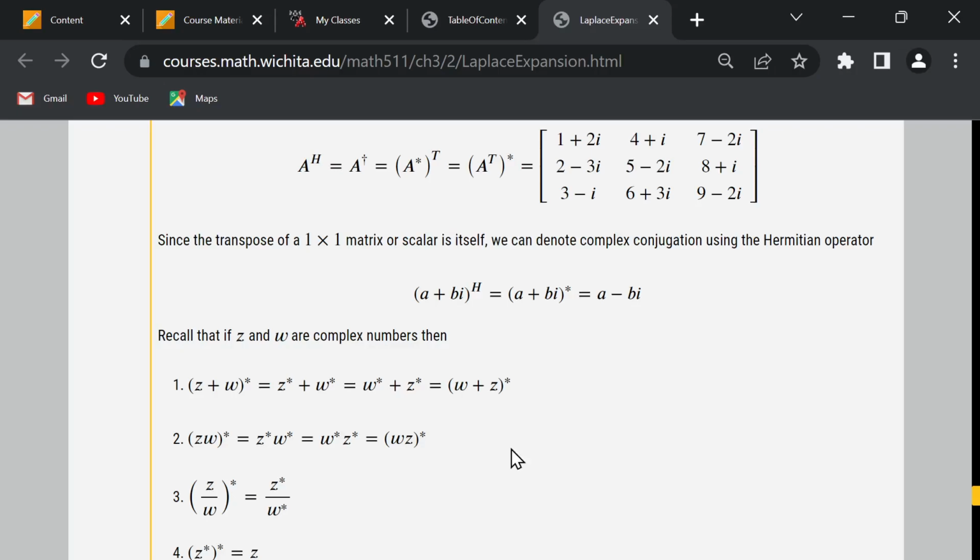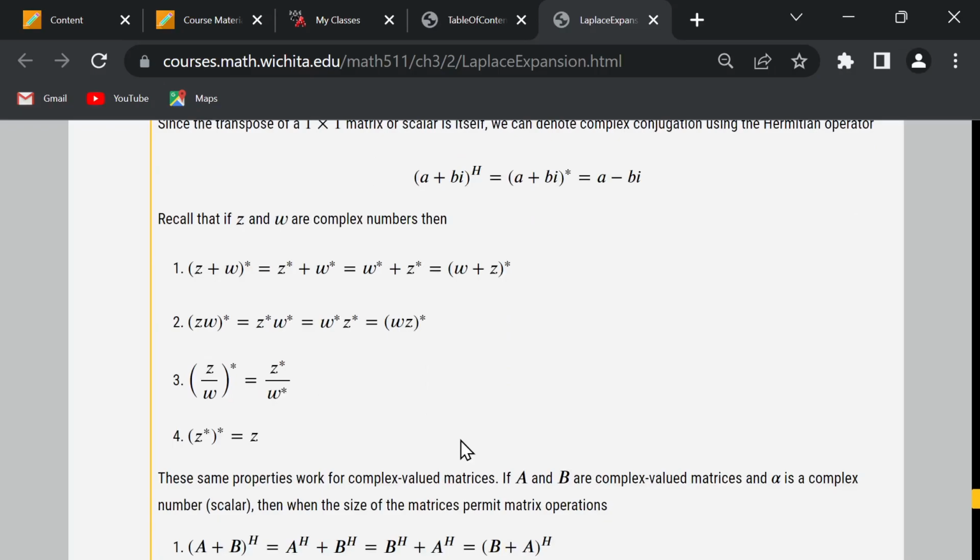Okay, so the conjugate of the sum of two complex numbers is the sum of the conjugates, and they commute. The conjugate of the product of two complex numbers is the product of the conjugates. That means the same works for quotients, and obviously the conjugate of the conjugate is the original number.